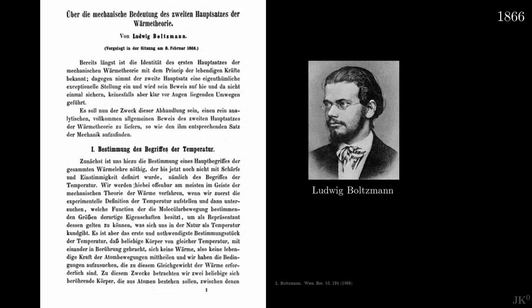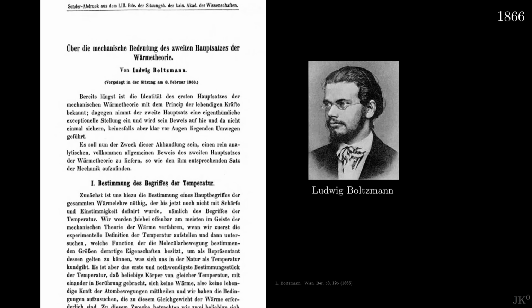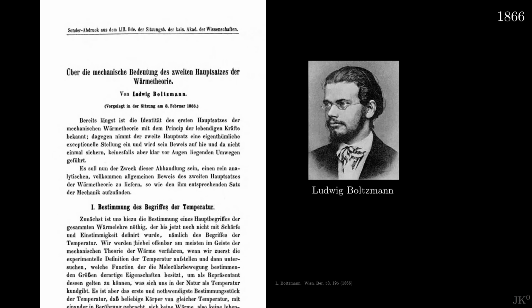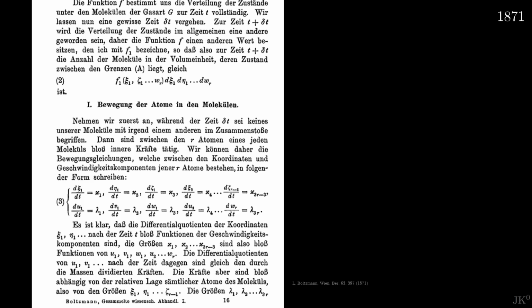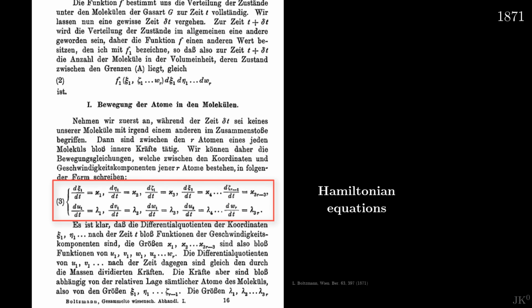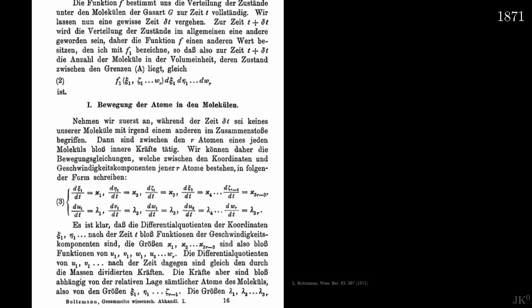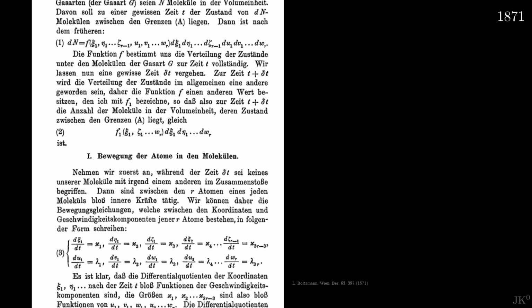In 1866, under the guidance of Joseph Stefan in Vienna, the young Austrian physicist Ludwig Boltzmann was finishing his doctoral dissertation on the kinetic theory of gases. Boltzmann found the Hamiltonian formalism and the vector space of canonical variables the ideal playground for his description of the motion of large numbers of molecules.